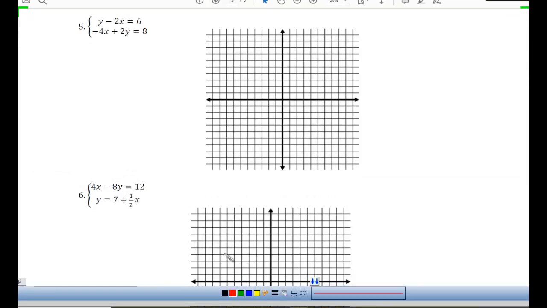Okay, let's take a look at number 5. So I'm going to go ahead and rewrite it. I'm going to go ahead and move these minus 2x's, so I just add those to each side. So y equals positive 2x plus 6. So now that's pretty easy to graph. 1, 2, 3, 4, 5, 6. There's my y-intercept. And I have a slope of 2, so that's up 1, 2 over 1.